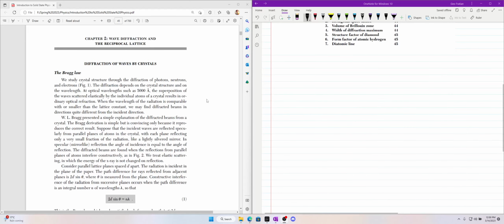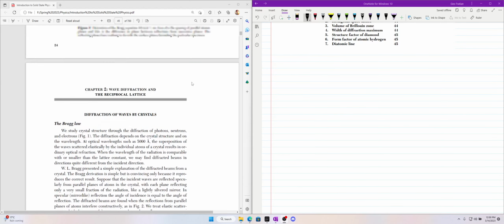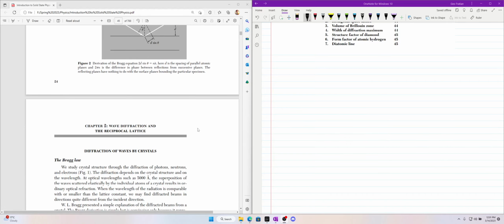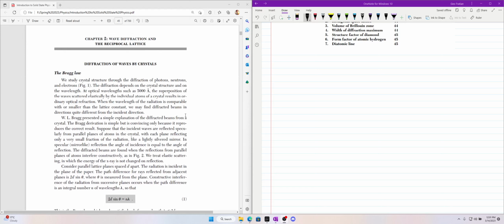So we study crystal structure through the diffraction of photons, neutrons, electrons. If you go to figure 1, over here we can see the wavelength versus particle energy for photons, neutrons, and electrons. So we can use how they bounce off of stuff to recreate the crystal structure. So the diffraction depends on the crystal structure and on the wavelength.